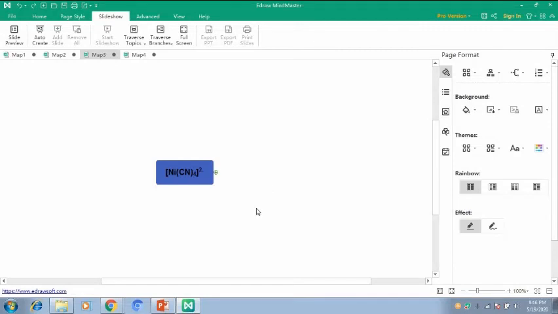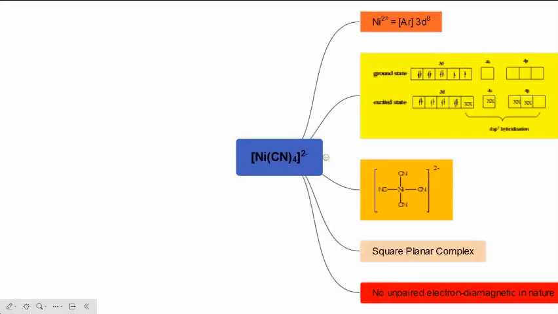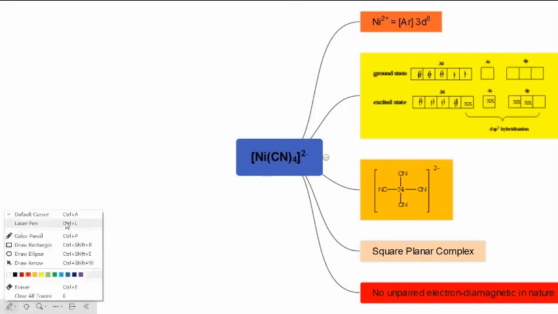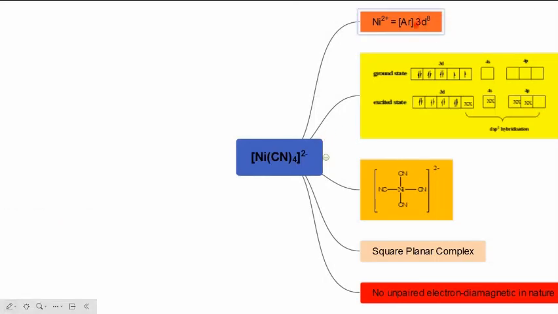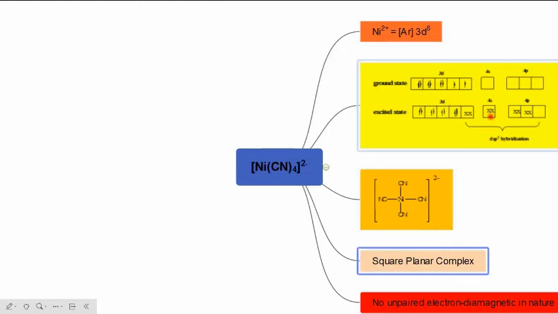Next example is the nickel complex. Here this complex has 3d8 configuration. The electrons are filled in the ground state according to Hund's rule. In the excited state, the 2 electrons are paired and form the dsp2 hybridization. So this complex is square planar in nature. Here there is no unpaired electron, so this complex is diamagnetic in nature.